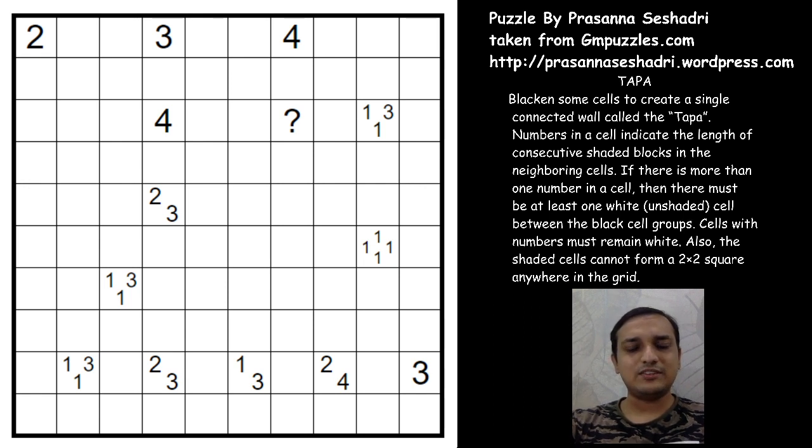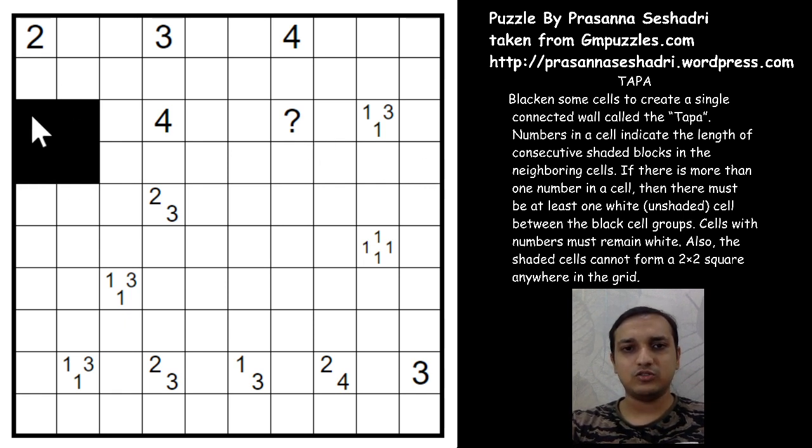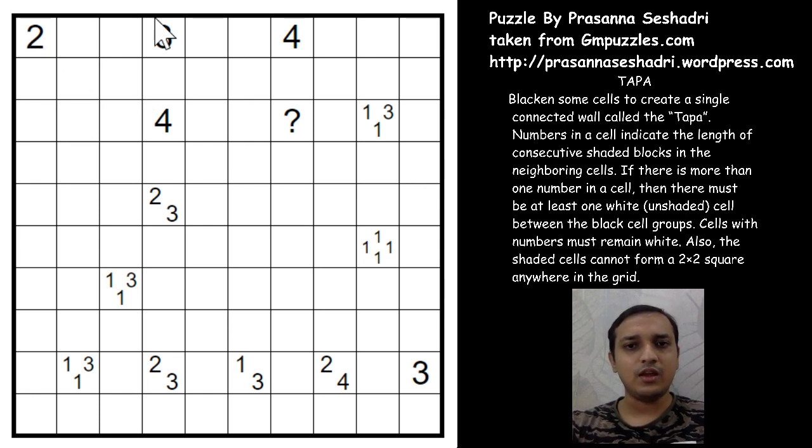So the rules are quite simple. We have to shade some white cells black in such a way that all of the shaded cells are connected to each other in the whole of the grid. So you cannot have a 2 by 2 group of cells all black, and you cannot even shade the numbered cells as black. The numbered cells remain white, and the number in the cell indicates the length of continuous shaded cells in the corresponding neighboring cells.